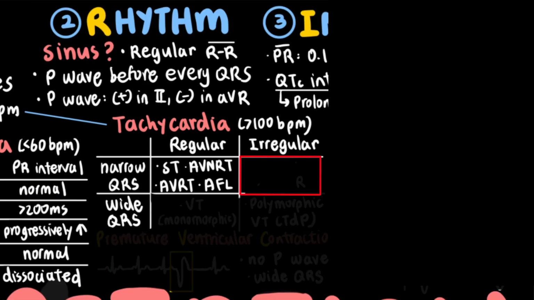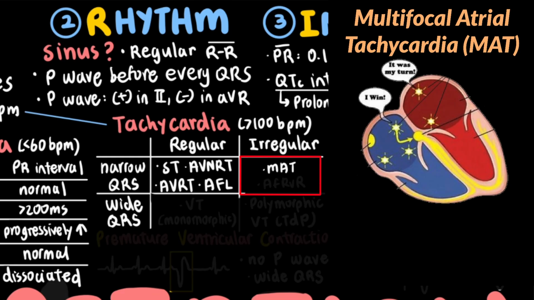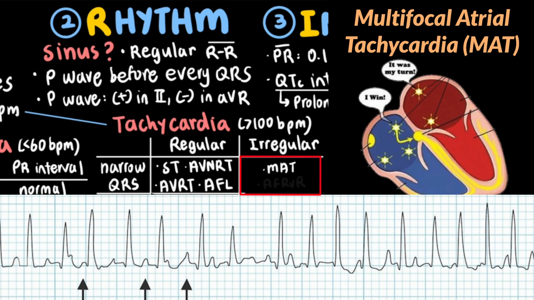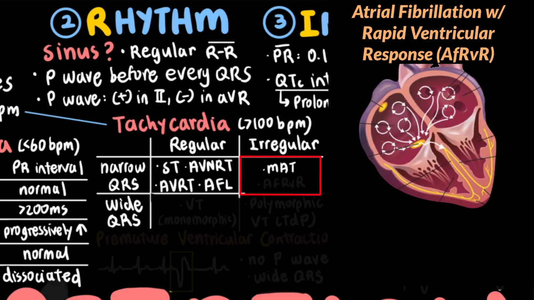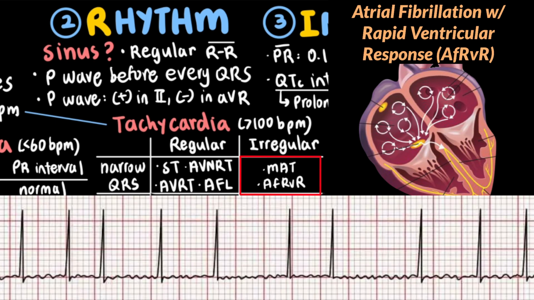Second, narrow complex but irregular rhythms. Multifocal atrial tachycardia, or MAT, is common in patients with COPD. You'll see at least 3 different P wave morphologies and an irregular rhythm. Atrial fibrillation with rapid ventricular response, or AFRVR, happens when chaotic atrial activity causes the ventricles to beat too fast. There are no distinct P waves, the baseline is chaotic, and the ventricular rhythm is irregularly irregular.